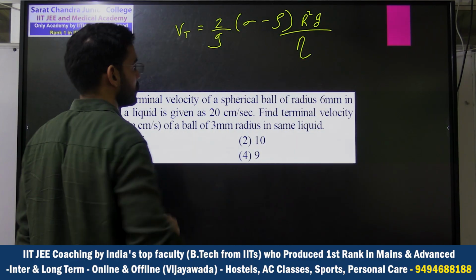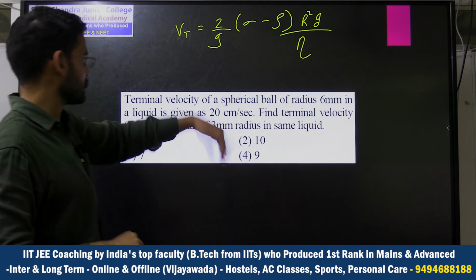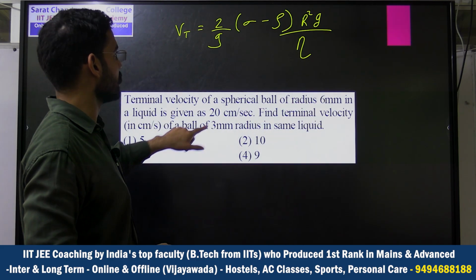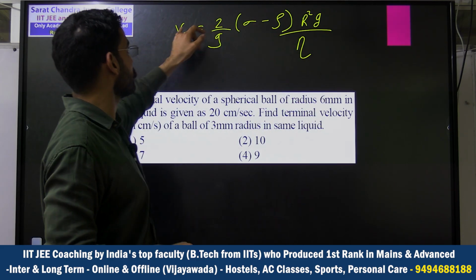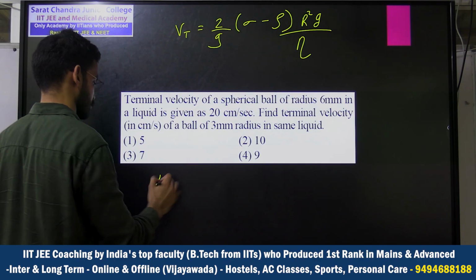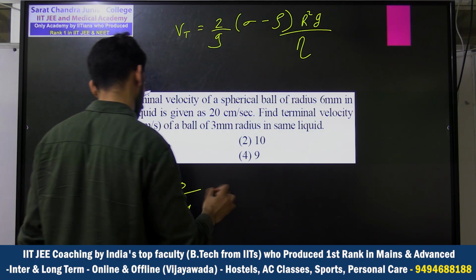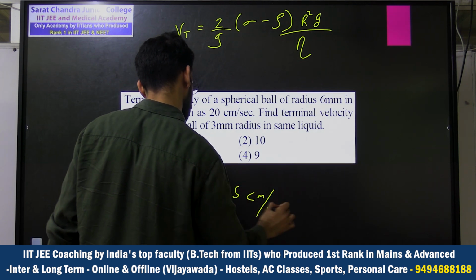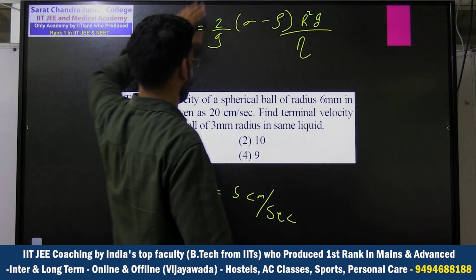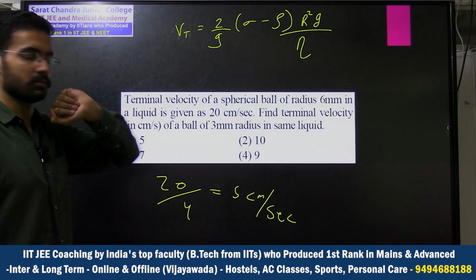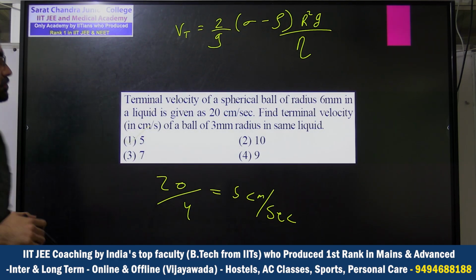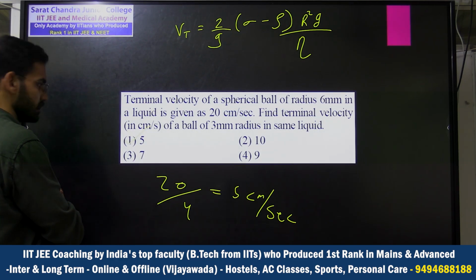So if I see here, directly you can say 6 to 3, right? Ball radius is becoming half. If radius became half, then terminal velocity will be 1/4, correct? So 1/4 means 20 by 4, which is 5. And everything is in the same centimeter per second only. Or you can put the values in the same unit and then divide. So 5 centimeter per second, first option, directly. Got the point? That's it.